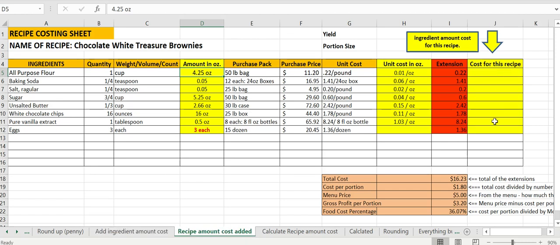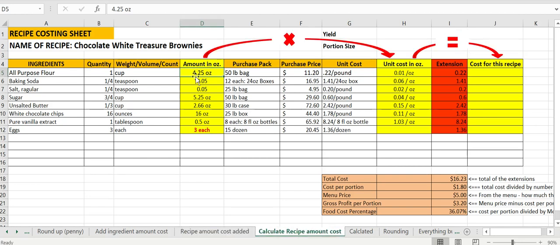We're going to add our column right here. This is our extension that we're talking about. These are the numbers for our extension prices for this recipe, and this is the extension or the cost for this recipe for that specific item. How do we calculate that? We determine it, it's very, very simple. We multiply the amount in ounces times the cost per ounce, and that will give us the cost for this recipe.